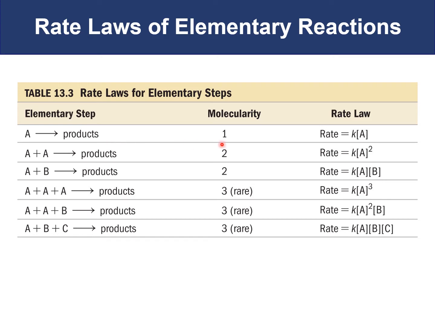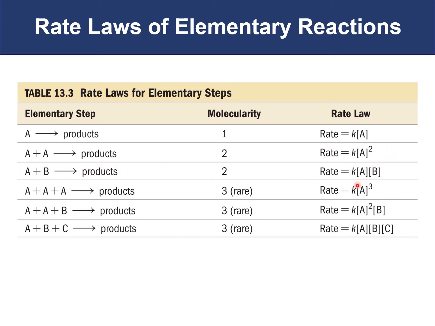So here, for things that have a molecularity of 1, those are called unimolecular reactions. Uni for 1, unimolecular reactions. In our rate law for the elementary step, the rate is equal to k times A raised to the first power. So this 1 corresponds with the molecularity of 1. For A plus A goes to products, this has a molecularity of 2. This would be called a bimolecular reaction, bi for 2, and it would have a corresponding rate law with a 2 here for the A.